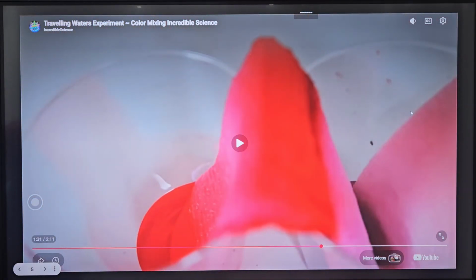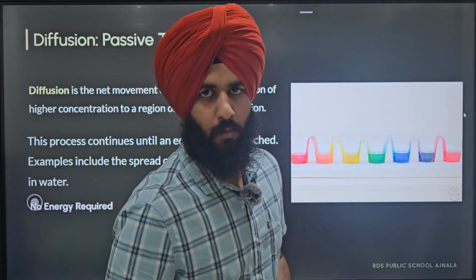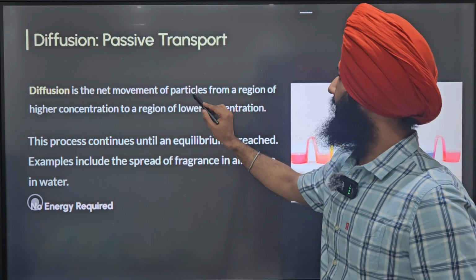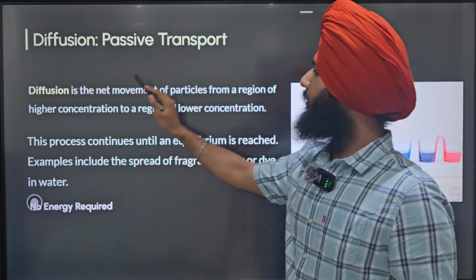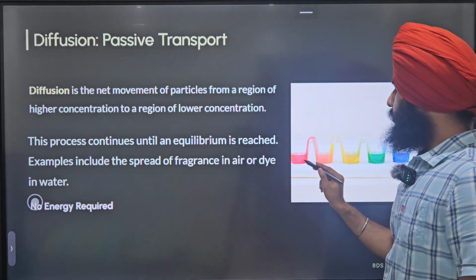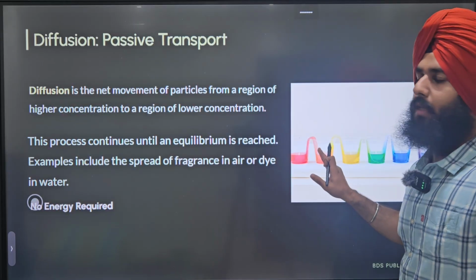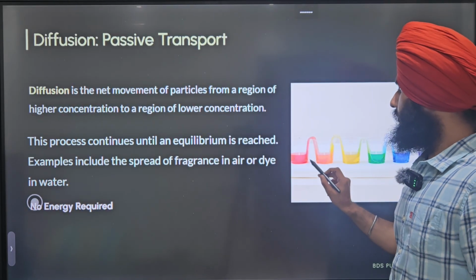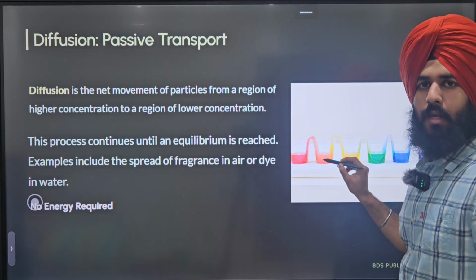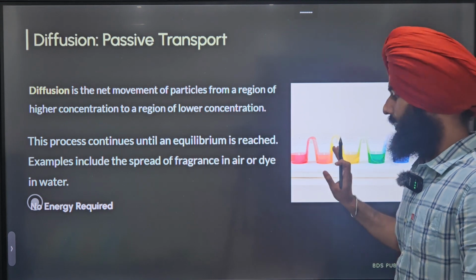This is due to a property known as diffusion, which is a passive form of transportation. Okay, so diffusion is a net movement of particles from a region of higher concentration to a region of lower concentration. When these glasses were full and the other glass was empty, there was a higher concentration of liquid particles in this glass, while there was a lower concentration in this one. And because of this, the water started flowing across the napkin to this side.